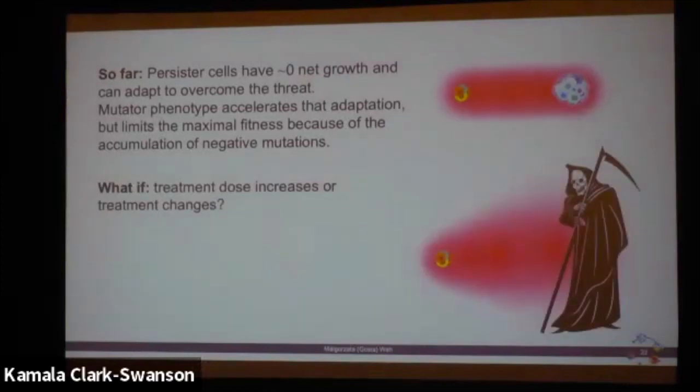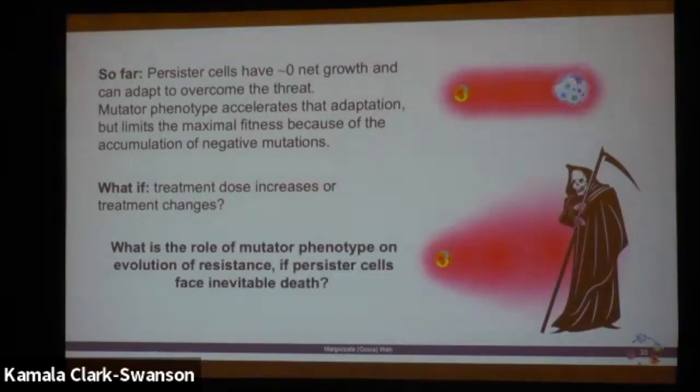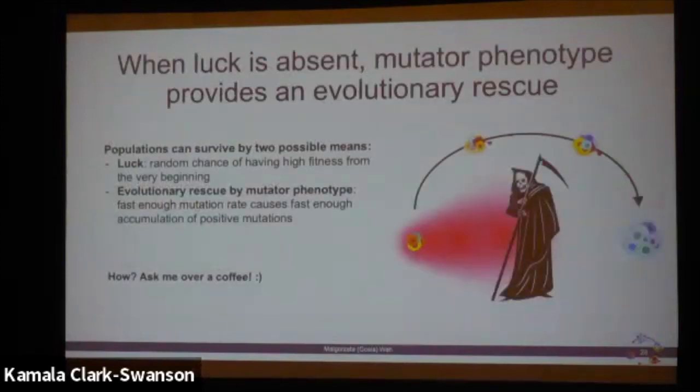However, the zero net growth conditions can technically be changed because we might change treatment. Cells can also be put into different environments. So what if our cells are facing extinction, or what if they are doomed? Would the mutator phenotype provide any benefit for these populations? The answer is yes, but it's not the only factor.